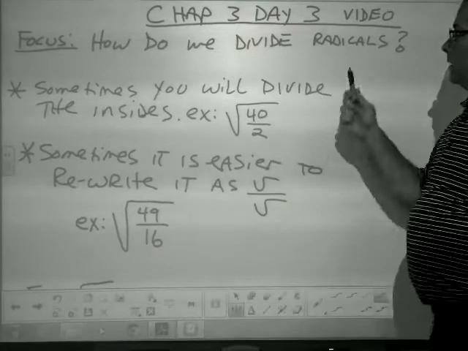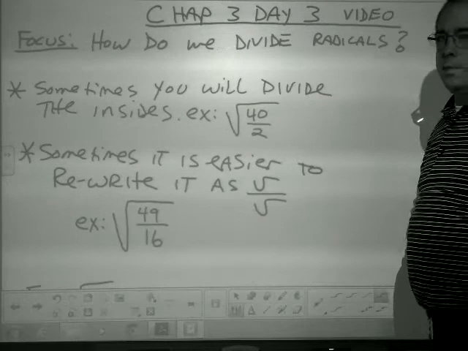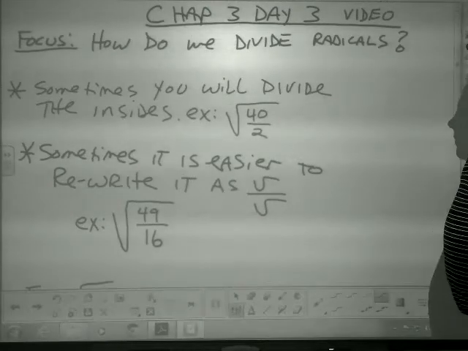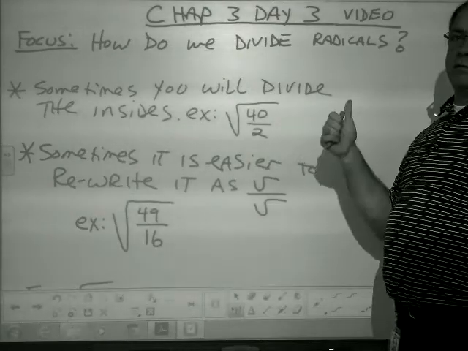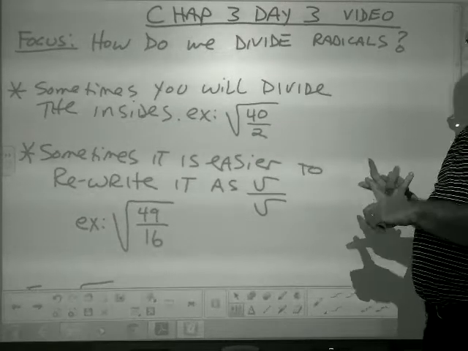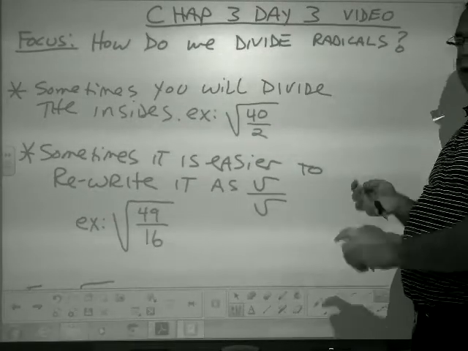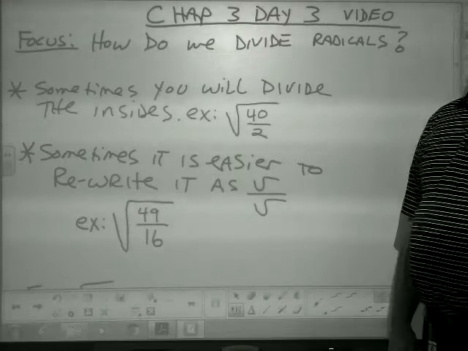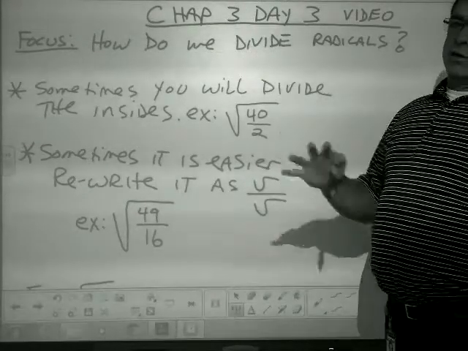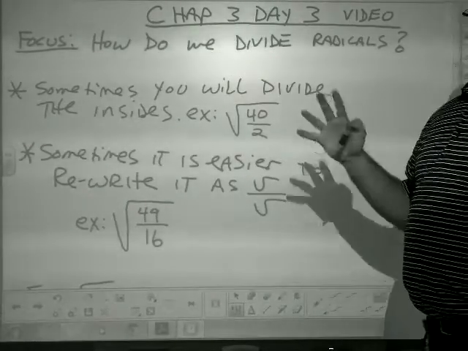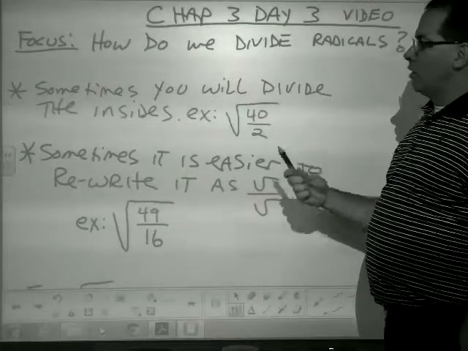Okay, Chapter 3, Day 3. What we're going to look at today is how do we divide radicals. We've simplified them, we've added them, subtracted them, we've multiplied them. Now we're going to look at dividing them. And dividing them, there's a few different ways that you can look at the problem, so we're going to look at some different scenarios.